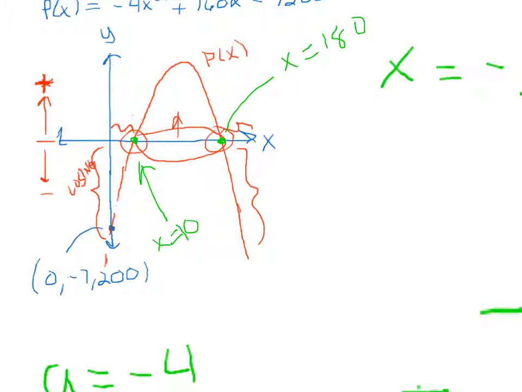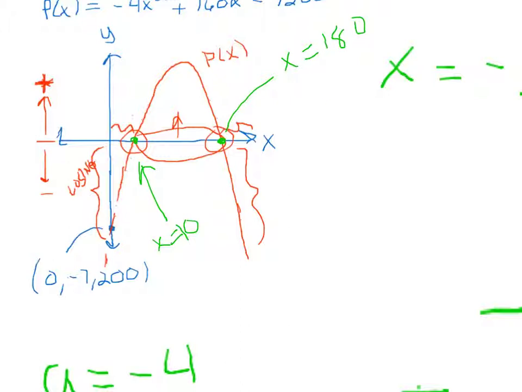The general shape is what the general shape is. It opens down. We know that the y-intercept is at 0, negative 7,200, and we found the x-intercepts to be x is equal to 10, and x is equal to 180. So let's go back and take a look at what they were asking us. They were asking us to find the values of x for which the company makes a profit and loses money.